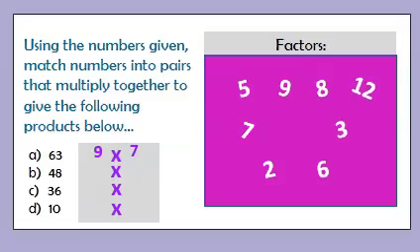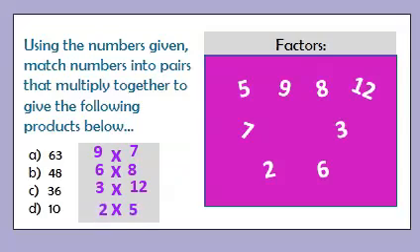Now think of two other numbers. When you multiply them, you get 48. So those two numbers are 6 and 8. So 6 times 8 is 48. Now think of two other numbers. When you multiply them, you get 36. So the two numbers are 3 and 12. So 3 and 12 give us 36. Now think of two numbers. When you multiply them, you get 10. They are 2 and 5.